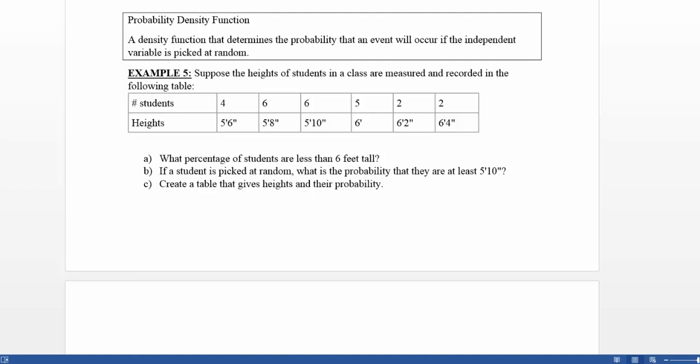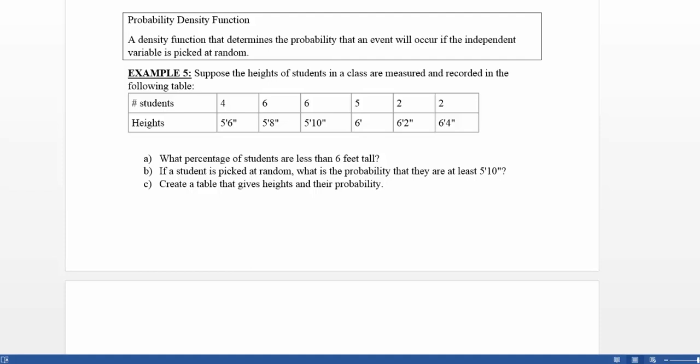So let's look at a problem and see the difference in wording, and then compare that to what we already know how to do, just so we can be sure that we're answering the right questions. So, example 5. Suppose the heights of students in a class are measured and recorded in the following table. So, 4 of the students in this class are 5 foot 6 inches. 6 of the students are 5 foot 8 inches. 6 are 5 foot 10. 5 are 6 feet. 2 are 6 foot 2, and 2 of them are 6 foot 4. It's a pretty tall class.